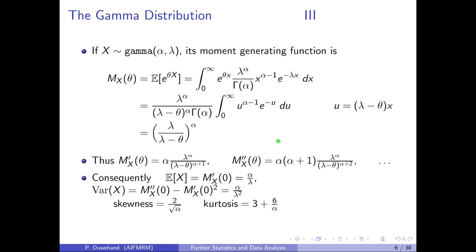Similarly, the second derivative can be obtained from the first derivative by differentiating that with respect to theta, which means this alpha plus 1 comes down. This shows that the second derivative is just equal to alpha times alpha plus 1 over lambda squared. Now the variance is given by the second derivative evaluated at 0 minus the first derivative squared, also evaluated at 0, and so that is equal to alpha over lambda squared. As an exercise, you will show that the skewness is 2 over the square root of alpha, and the kurtosis is 3 plus 6 over alpha.